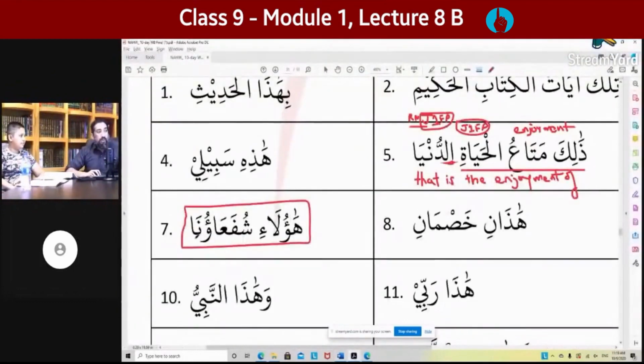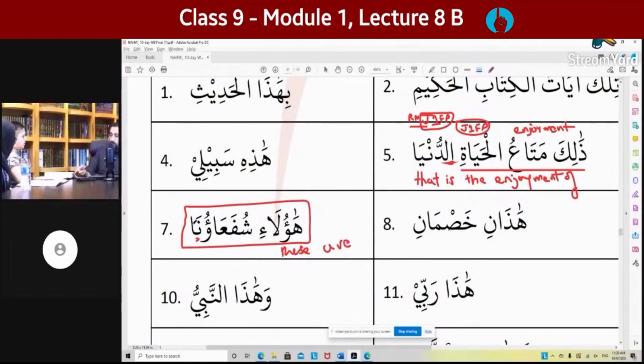Now it says shufa'a'u and then it says the word na. Shufa'a'una. What does that mean altogether? Okay, so ha'ula'i is they, right? These. It's used for people. These are intercessors. Well, there's two words here, shufa'a'u and na.